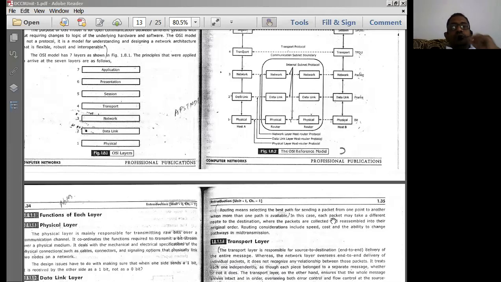Now we switch over to unit number 2, which explains the data link layer. The data link layer is the second layer when you adopt a bottom-up approach. OSI adopts the bottom-up approach, therefore the layer numbers have been given from the bottom layer to the top layer.